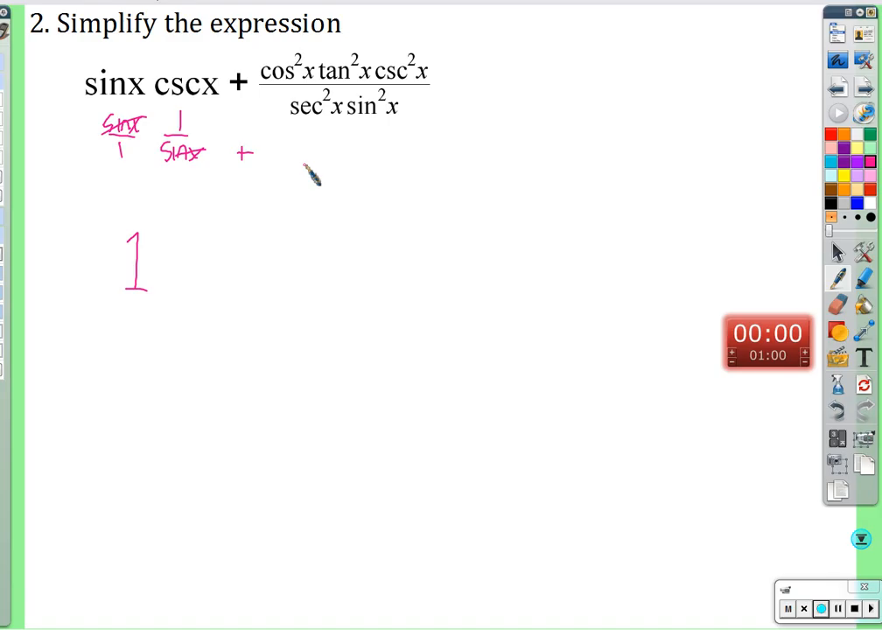Plus, what about all these? Cosine is cosine over 1, and secant is 1 over cosine. Okay. So just move this one over, make it 1 over secant, which is 1 over cosine. And then there's tangent, which is tangent squared over 1. Well, I heard sine over cosine. And then there's cosecant, which is 1 over sine squared x. And then there's sine, which is sine over 1 squared x.